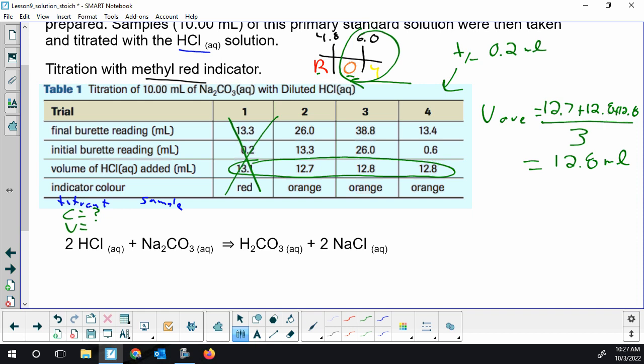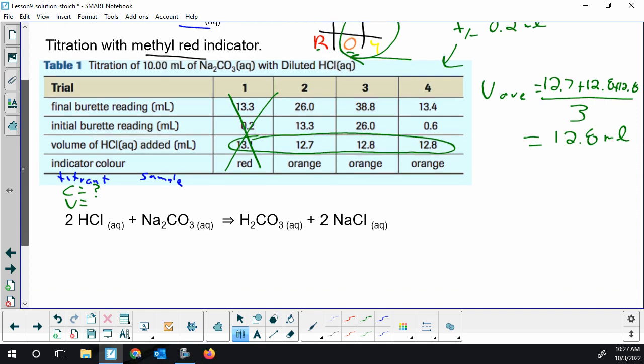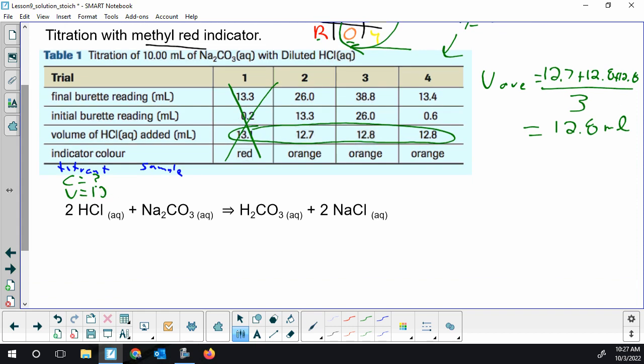So all of that data ultimately gets processed, trials potentially eliminated, though you don't have to, and we ended up with 12.8 mils. It's a lot nicer when the question gives you that volume, but you can figure it out. So we don't know the hydrochloric acid. The 3 good trials averaged to 12.8. We can move on to our base now.